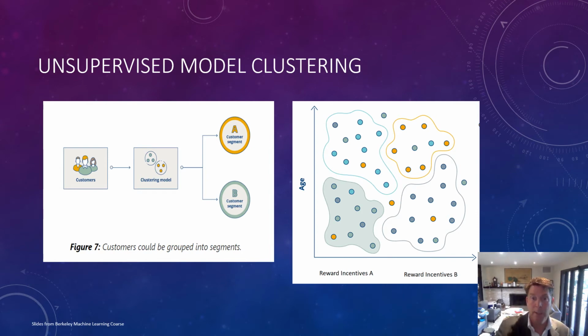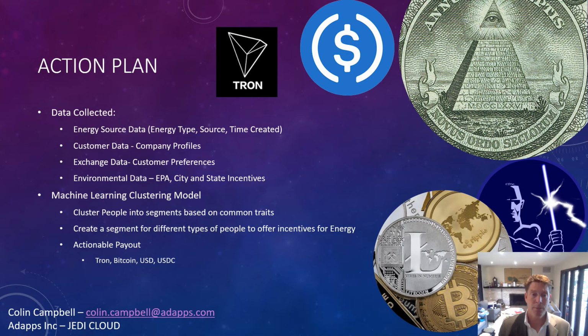In this example right here, you have the age of the person, and then you have reward incentive A or B. And then you would run the information through, and it would say, this is group A, this is group B, this is group C, group D. And my action plan for the clustering model is to collect data. First is let's collect the energy source data. Using blockchain, you could get the energy type, the source, location, where it's from, and the time it was created. And then you could grab customer data, which is from Southern California Edison's customer master or Department of Water and Power's customer master, and you merge it all together.